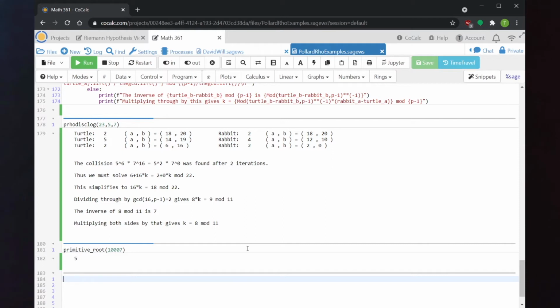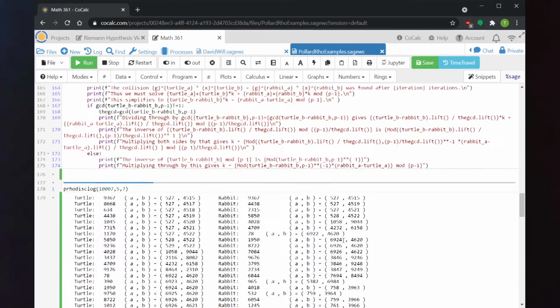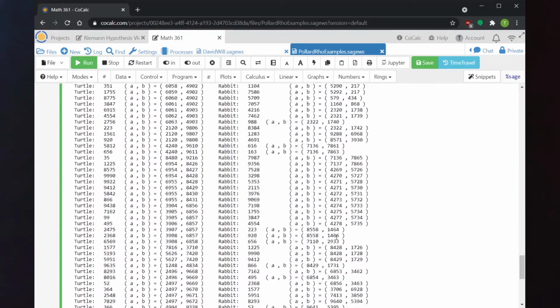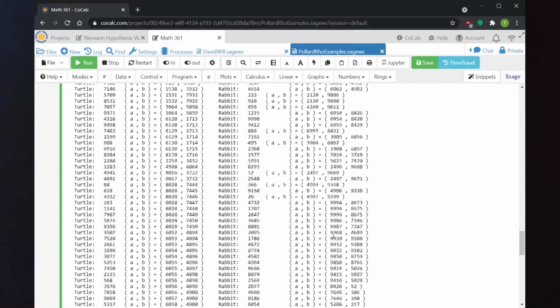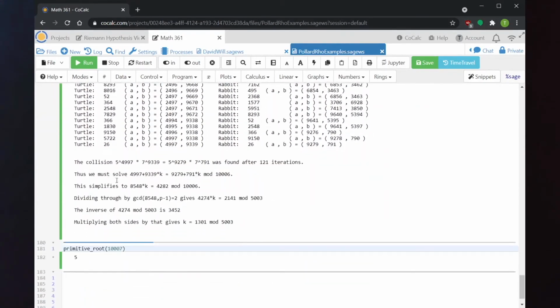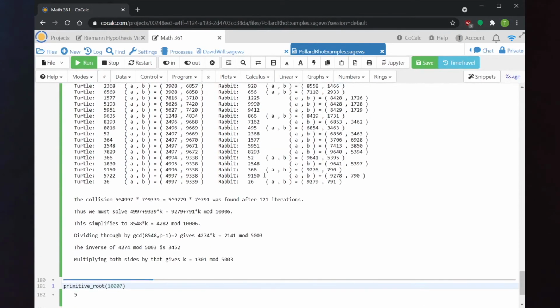So let's actually ask the same thing. Let's ask what power of 5 is 7, mod now 10,007. As expected, it took longer for the rabbit to catch the turtle in this instance. It actually took 121 iterations, because again, we're working modulo a much larger prime.